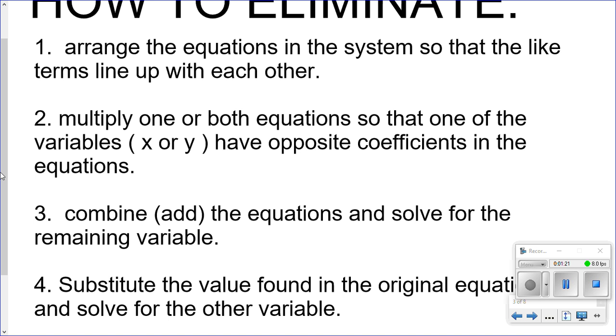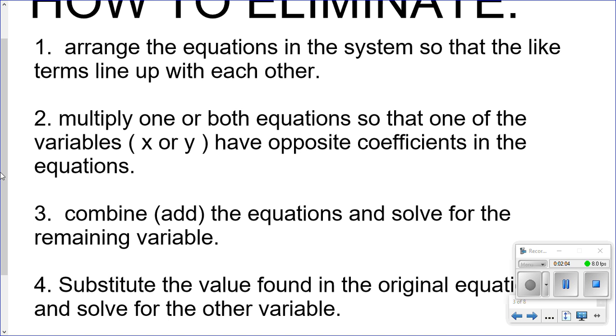The second step, we're going to multiply either one or both of the equations so that one of the variables, whichever one you choose, x or y, has opposite coefficients in the equations. Sometimes when you line them up, you might not need to multiply anything because one y could be positive 2, the other y could be negative 2, so when you add them together, they cancel each other out. However, that doesn't always happen, so you might have to multiply the entire equation on the top by negative 2 in order to get the same number but different signs for them to cancel out when you combine them.